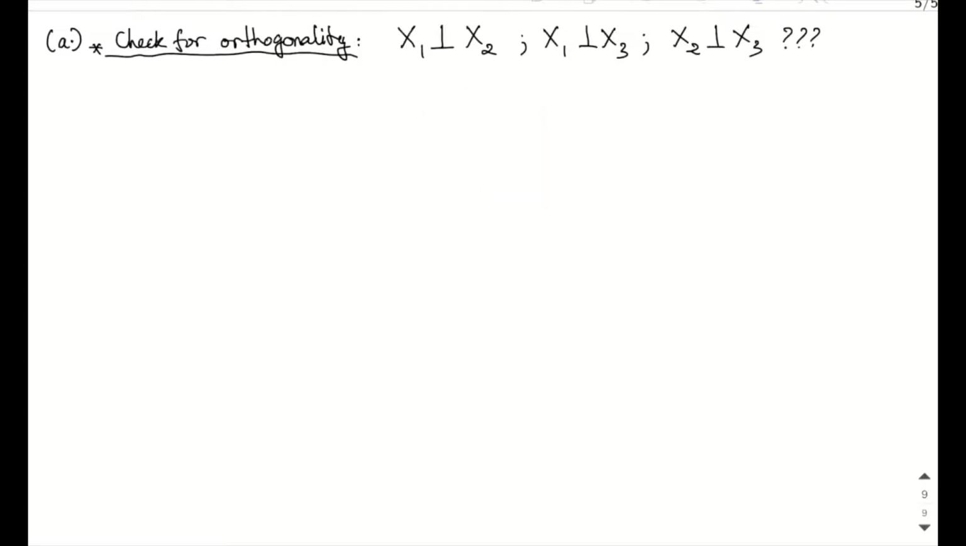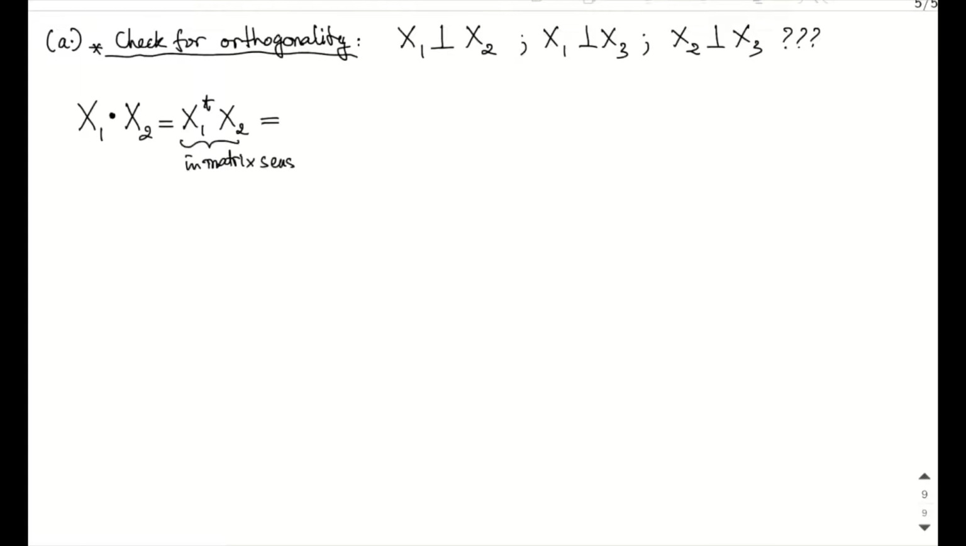All right, so first, if you want to check if x1 and x2 are perpendicular, then you have to check the dot product between the two vectors. If the dot product is 0, then you have orthogonality between x1 and x2. So x1 dot with x2. Now, as we learned in the definition, the dot product between two column vectors is the same as matrix multiplication, the first vector being transposed and then matrix multiplied with the second vector.